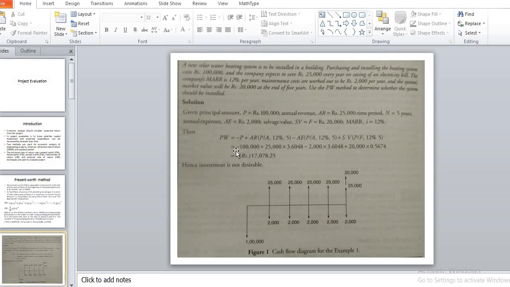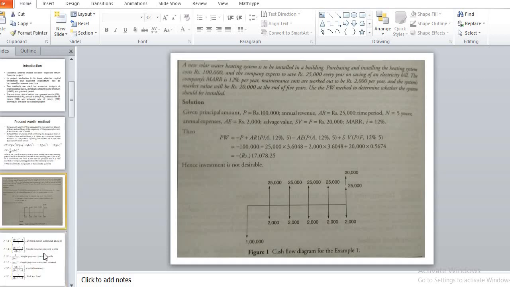Now in this present worth formula, this downward side we consider as negative. So this investment in this formula is considered as minus P, plus AR, annual revenue. Annual revenue is 25,000, for a period of 5 years. So we consider the 5-year period, 12% interest rate, and this P by A factor. We already studied this P by A factor.